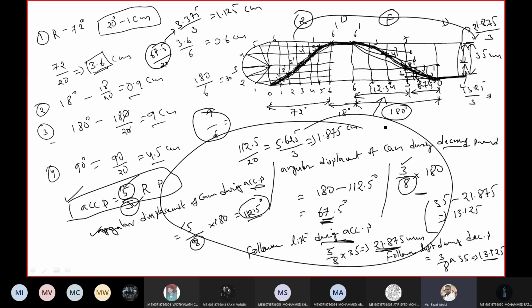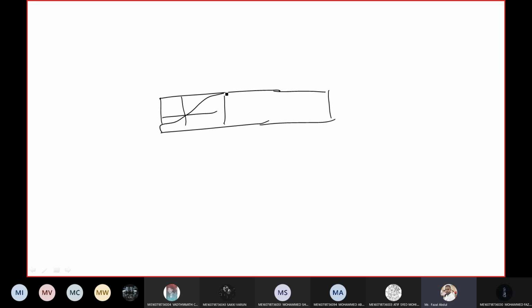It means the diagram appears like this. See here, I'm drawing separately. The diagram is going to appear like this. First draw this one. This is the uniform acceleration and retardation. As per the calculations, we got the curve like this. Then after the dwell period, then simple harmonic motion is there.